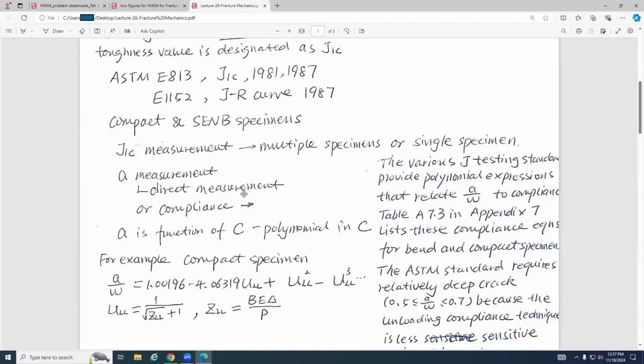So this is the measurement. You can use direct measurement or compliance measurement. Can somebody tell me what a compliance measurement is? What is a compliance measurement?